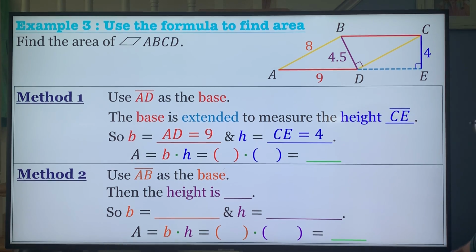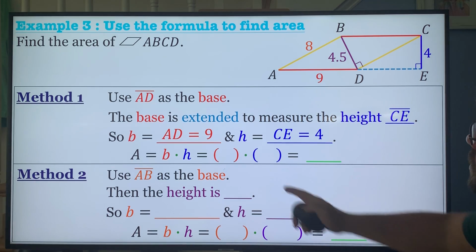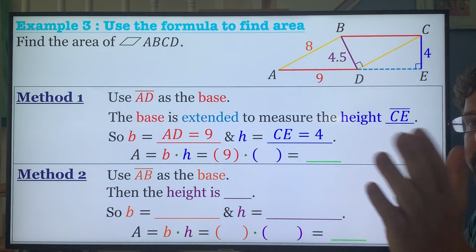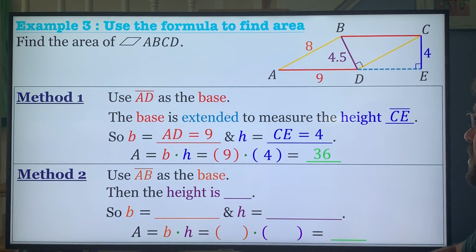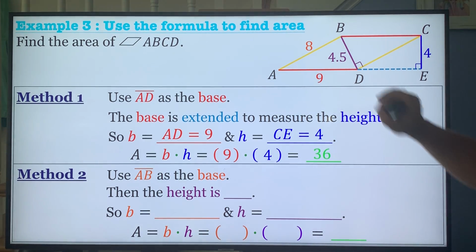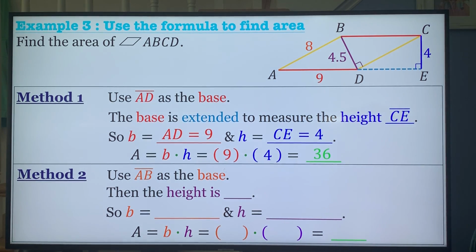So using our formula, base times height or base times width, like I said, it doesn't matter which one you use. You're going to use 9 times 4. And 9 times 4 is 36. That's fairly simple, right? Now, because you're given a lot of information here, you can solve this the second way.